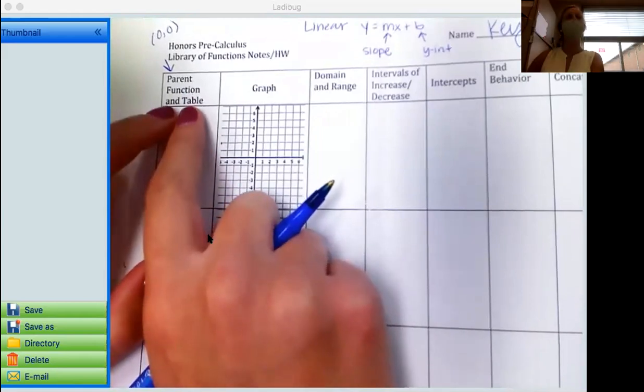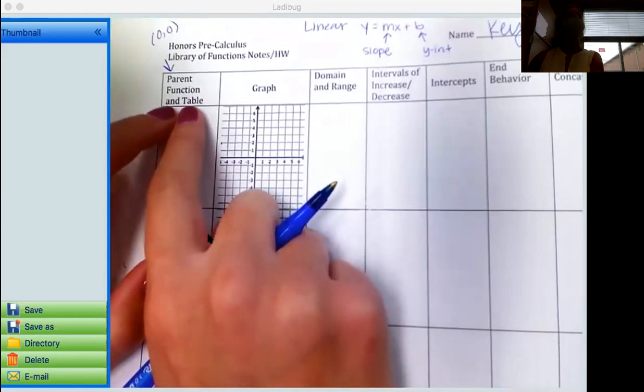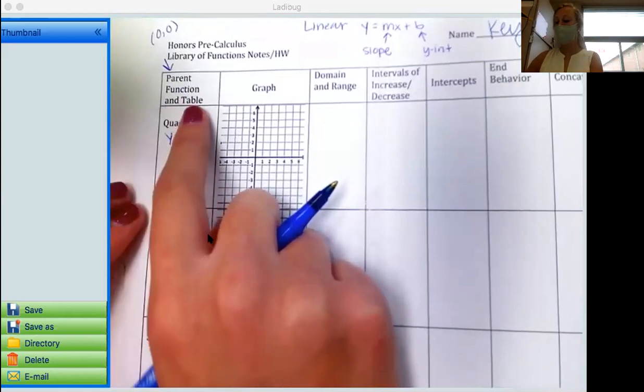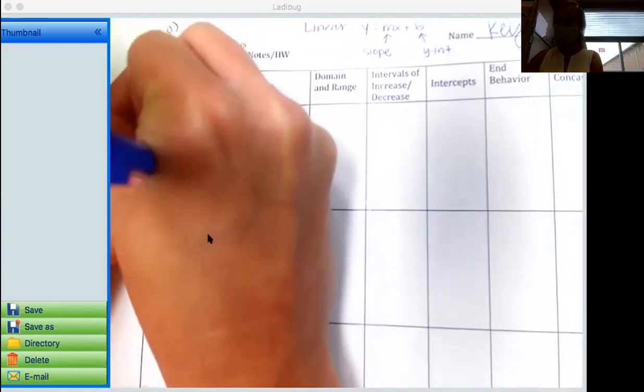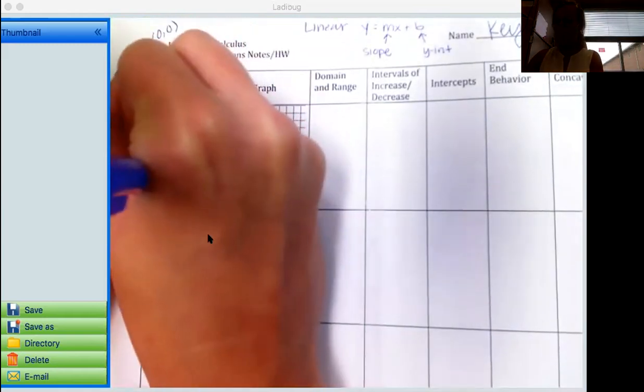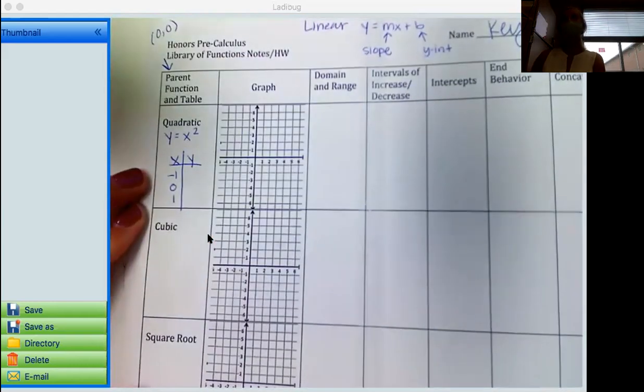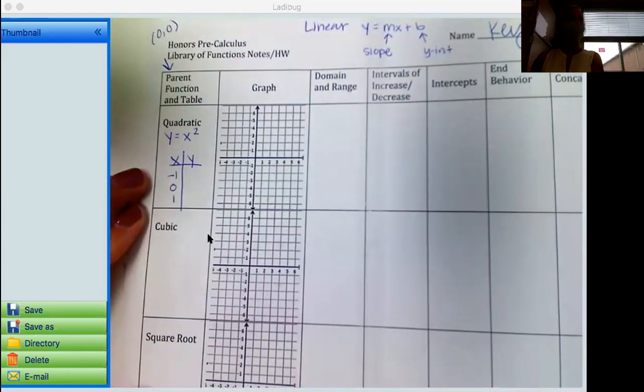What else does this column say? And table. You need to know this table for a quadratic. -1, 0, 1. Those are my x's. What happens when I square each of those x's? What do I get?